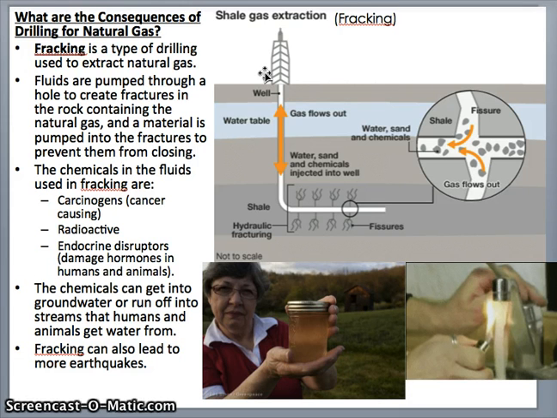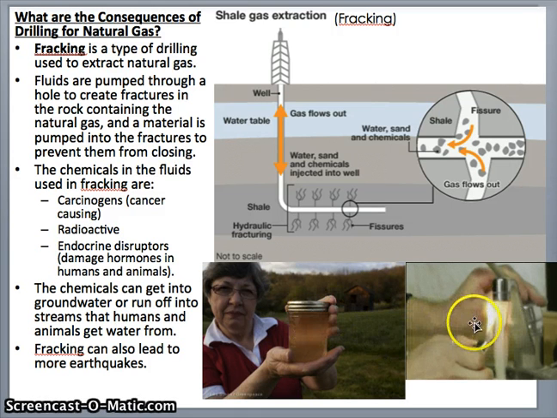The problem is it's known that chemicals in the fluids that they pump down through this pipe can cause cancer. They can be radioactive, and they could also be endocrine disruptors, which are basically chemicals that damage your hormones in humans and animals. And sometimes these chemicals can leach out and go into the water sources, groundwater sources, and can contaminate the water. And this is what this picture is showing.